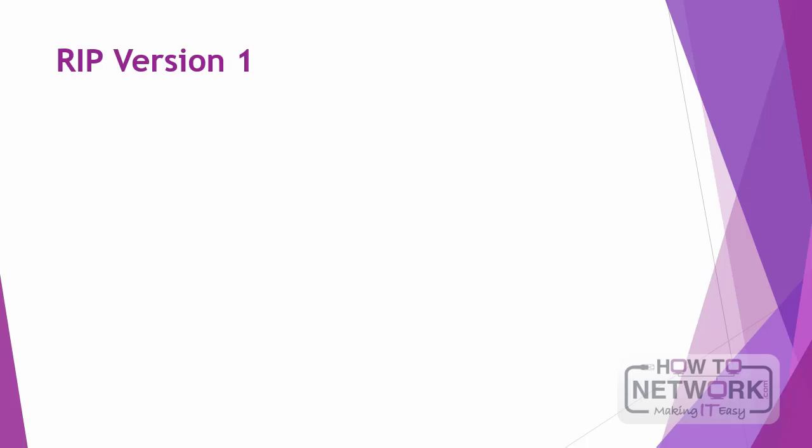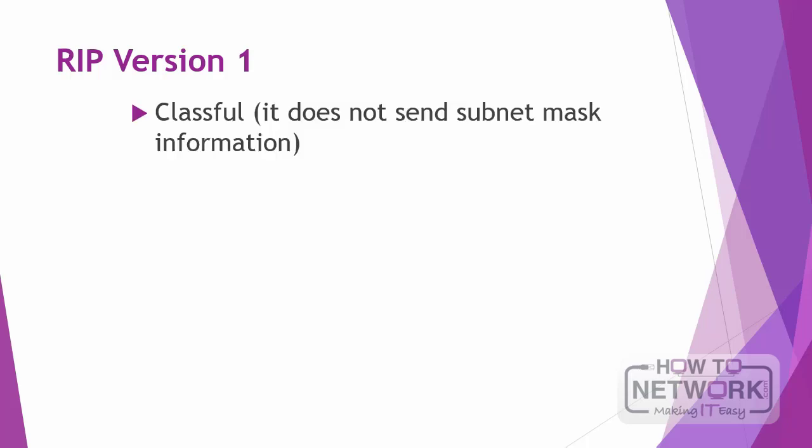Now, the major drawback of RIP version 1 and why many don't use it today is that it has classful behavior, meaning that it does not send subnet mask information. Now, if there is no subnet mask information in the updates, then it assumes that any network is staying within its classful boundary, which, as you know, in most networks today, is rare.